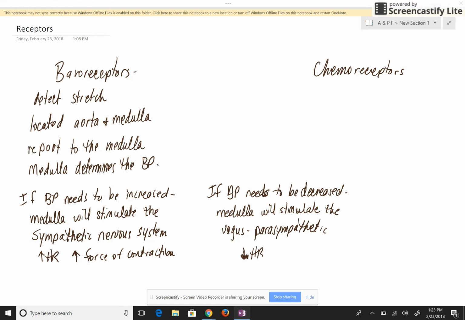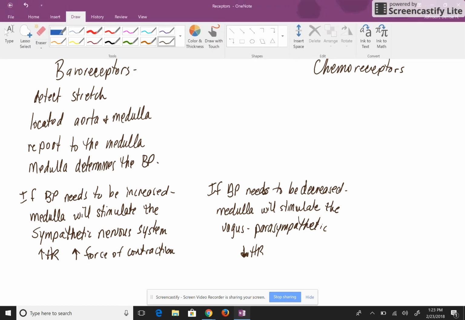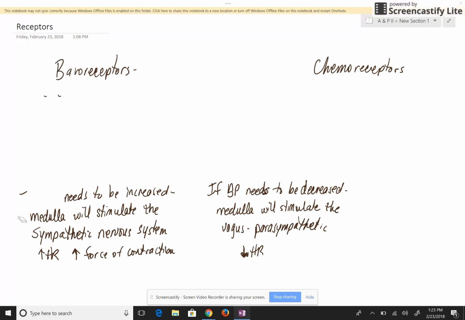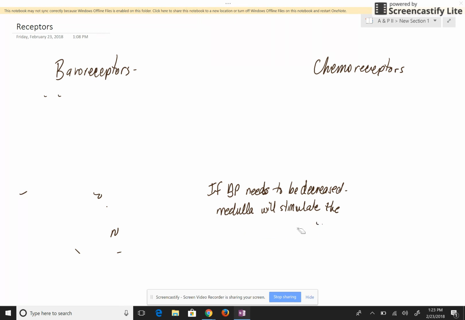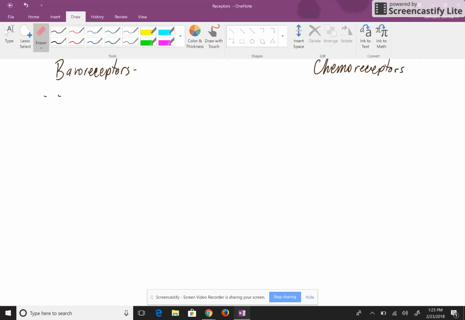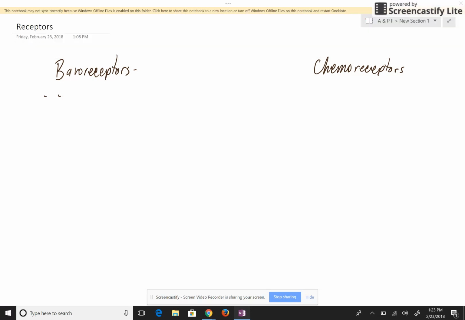Okay, so those are baroreceptors. Let's look at chemoreceptors. Chemoreceptors are going to detect chemicals. The chemicals that the chemoreceptors are going to detect include oxygen and carbon dioxide. Okay, let's mainly look at the carbon dioxide detectors right now.